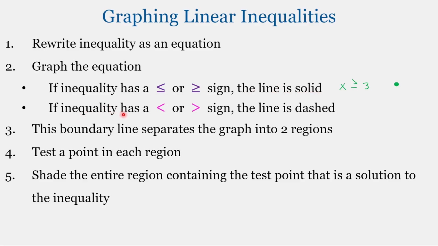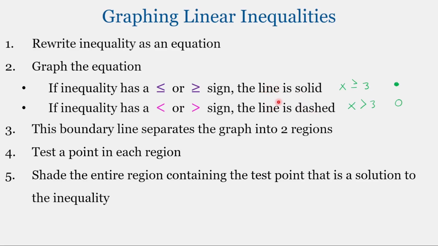If the inequality has a less than sign or a greater than sign, so we do not have equality, then we're going to use a dashed line. So this is equivalent to if we had x greater than 3 in 1 dimension, we used an open circle. The open circle in 1 dimension becomes a dashed line in 2 dimensions.